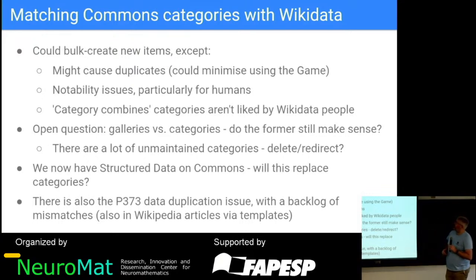There's also a long debate back in the early days of Commons, back in 2005 or so. Do you have a gallery, which is like a Wikipedia article showing the best images of a particular type? Or do you have a category that contains subcategories and all the media related to that? It's kind of gone back and forth, particularly in the early days. I think it's very much decided now on the category side. But there are a lot of galleries still around.